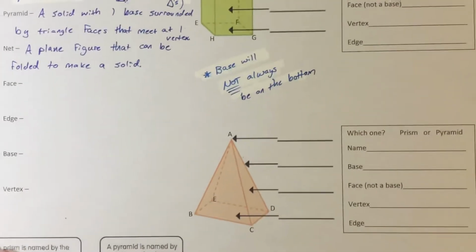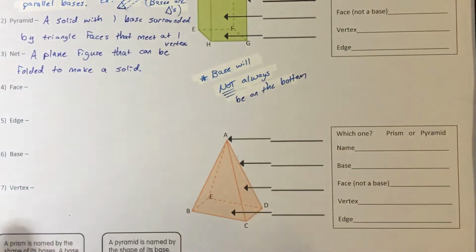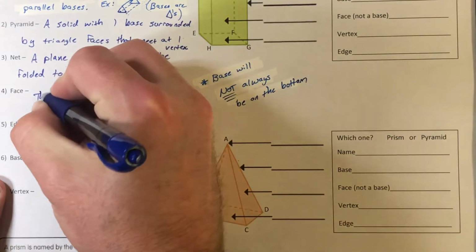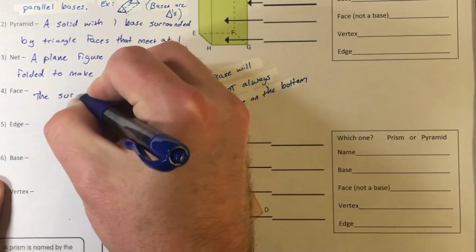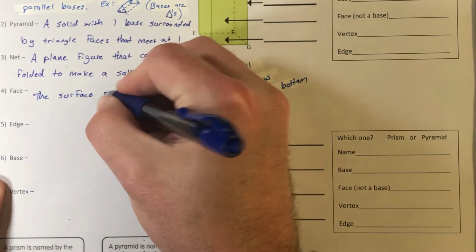Next vocab term, face. I've used this at least once. Face simply means the surface of a prism or pyramid.